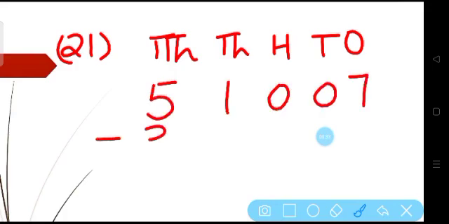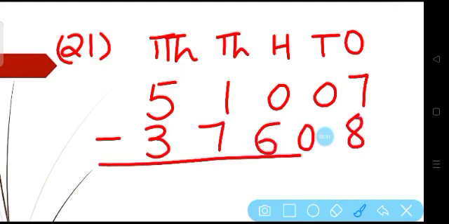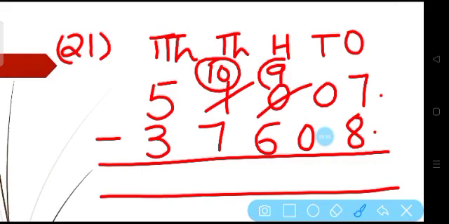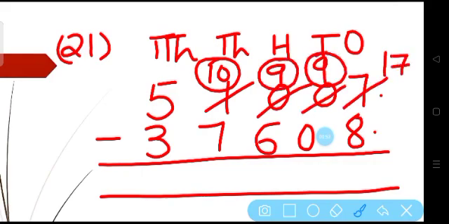And the subtrahend they have given you is 37,608. You have to now subtract them. Again you can see 7 is smaller than 8, so this will borrow from this 1. This will become 10, this 0 will become 9, this 0 will become 9, and this 7 will become 17.